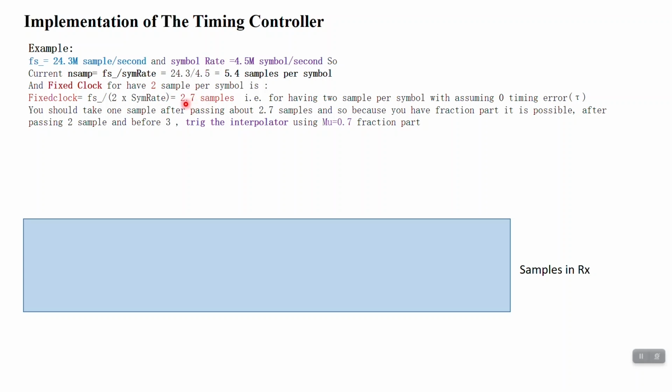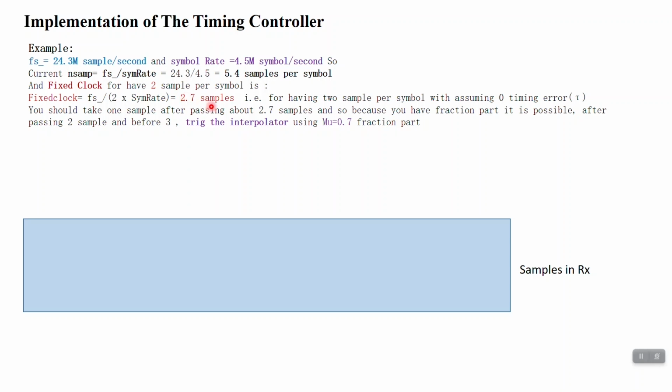That means in this example it's equal to 2.7 samples. That means for having 2 samples per symbol, assuming 0 timing error in the first step, you should downsample the input signal by this factor, this 2.7 factor. As you know, this downsample factor has a fractional part, so it is a challenging task.